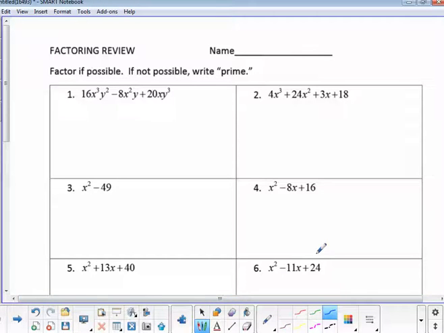Okay, Algebra 2 students, this is a factoring review. So we're going to start by taking out a greatest common factor. 16, 8, and 20 all have a common factor of 4. So we're going to take that out.